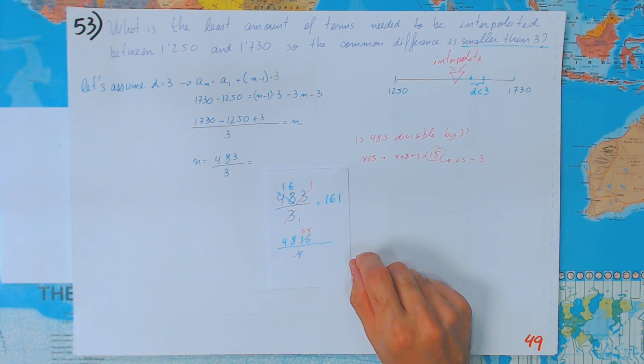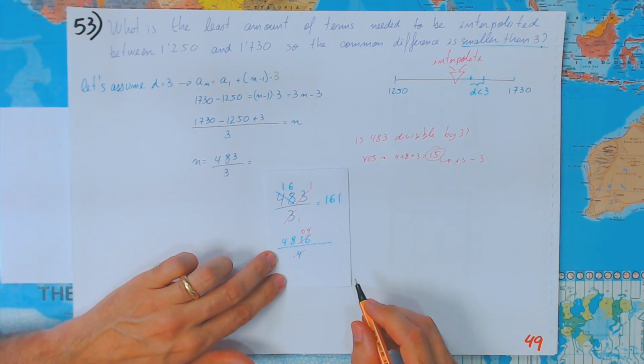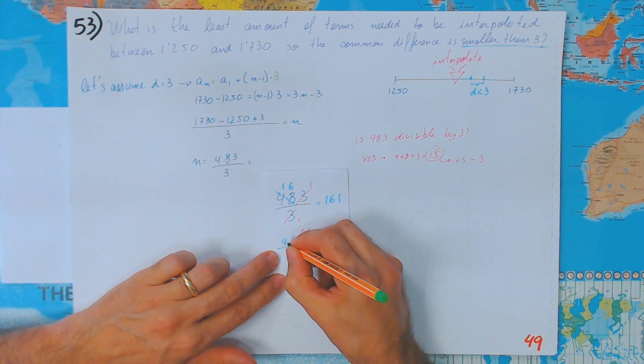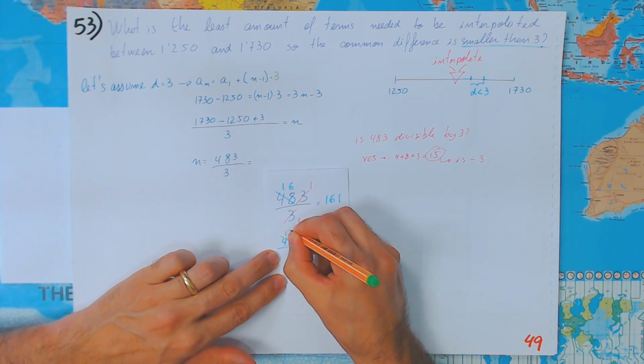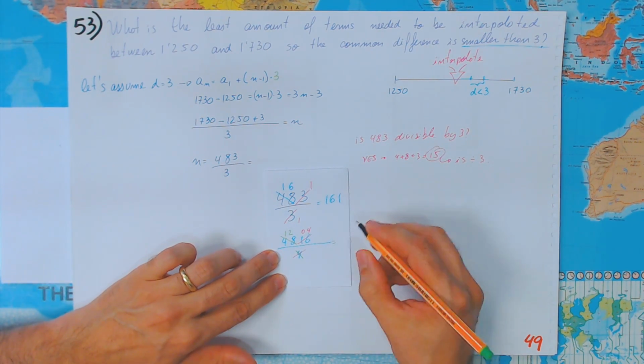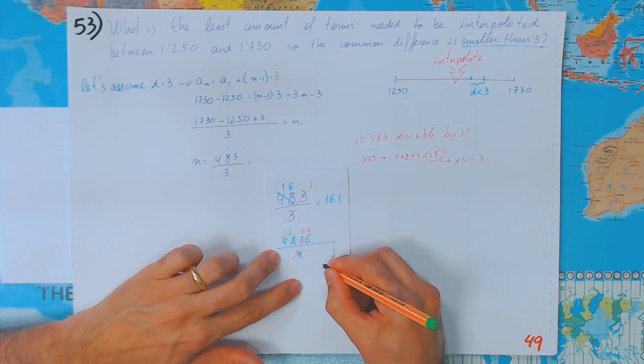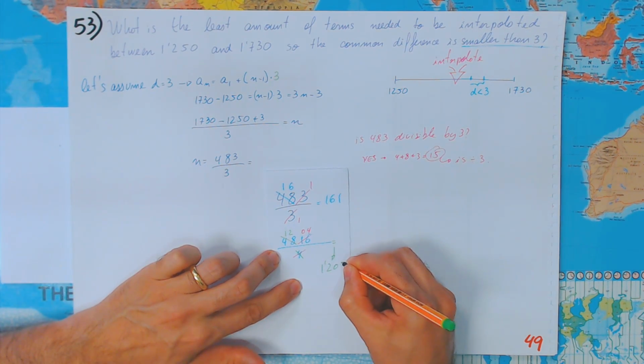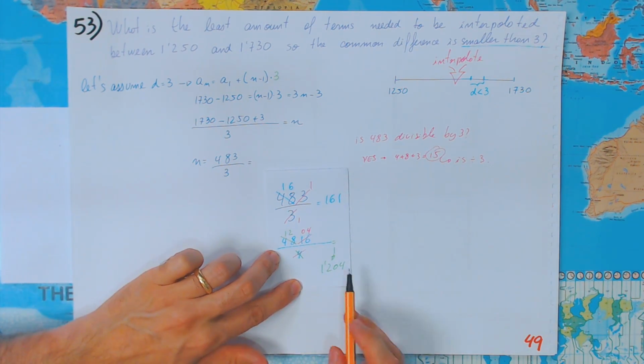What is 48 by 4? 48 by 4 is 12, right? So we just cancel again, this is just 12. Well, the answer is going to be 1204. Okay, and you see it's correct.